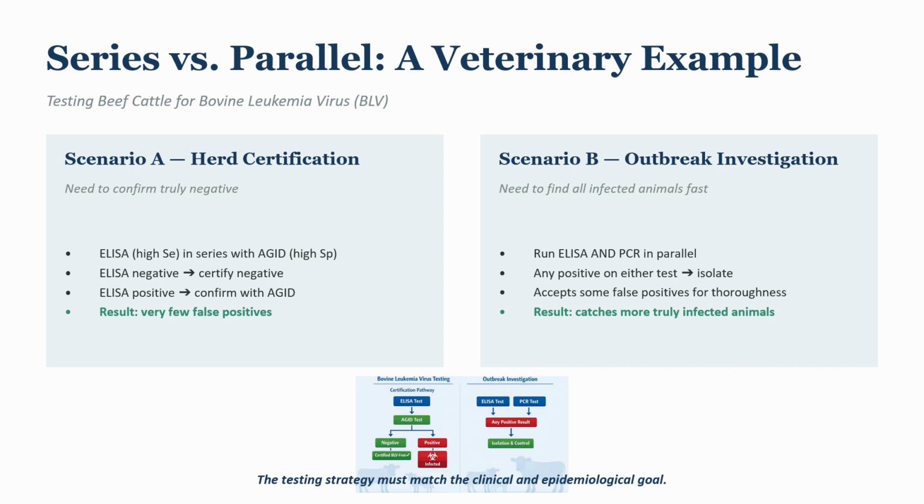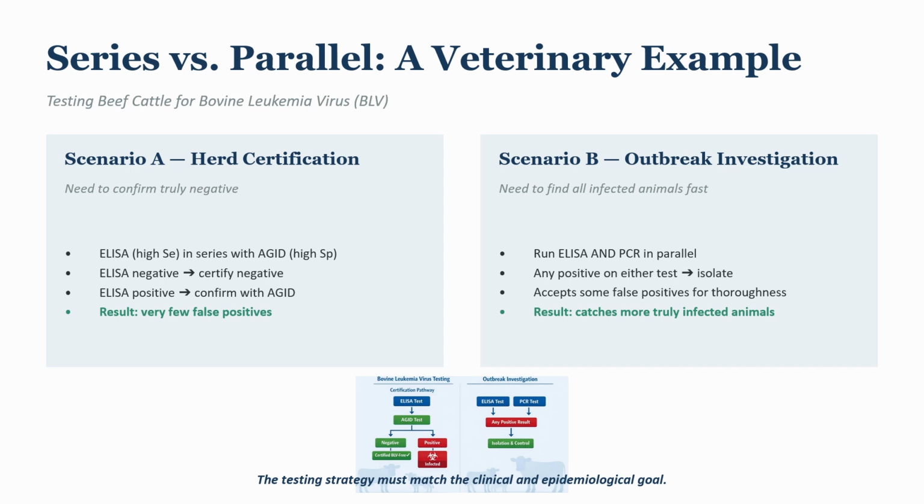We use the ELISA as a screening test first. Animals that are ELISA negative are tentatively certified. The ELISA is sensitive, so a negative is reassuring. Animals that are ELISA positive get confirmatory AGID testing. Only animals that test positive on both are declared infected. Series testing: high overall specificity for the positive classification, high overall sensitivity for the negative classification.